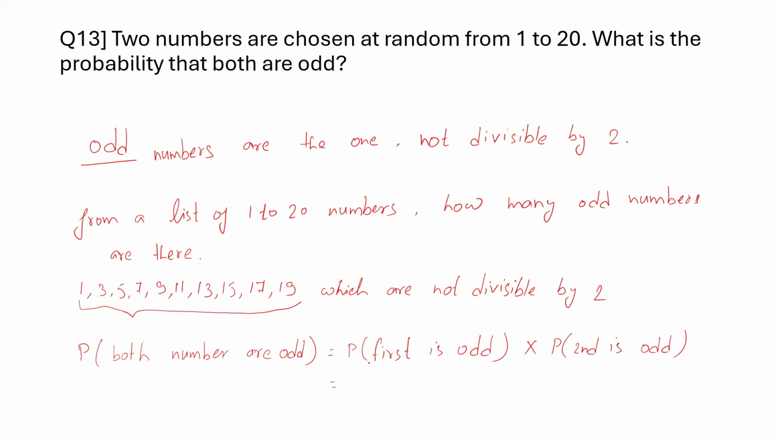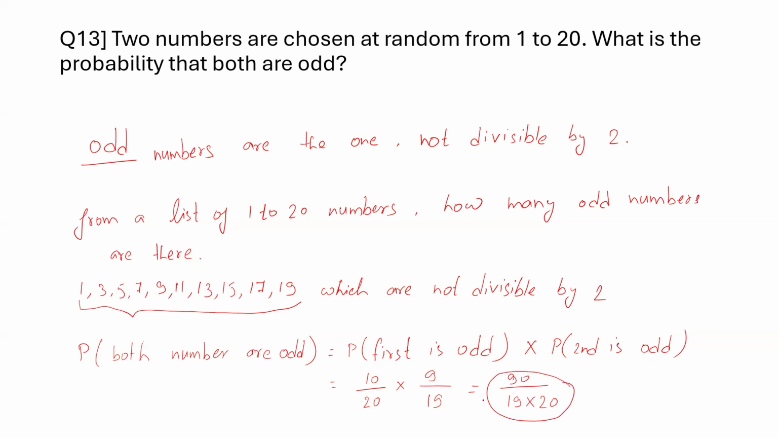What is the probability that the first number you pick is odd? How many odd numbers are there? 10. How many total numbers are there? 20, right? 1 to 20. What is the probability of the second odd number? Total was 10, 1 you have already picked, so only 9 will be there. Total 1 you have already picked, so how many numbers are remaining? 19. So it is 90 upon 19 into 20. So this is your final answer.